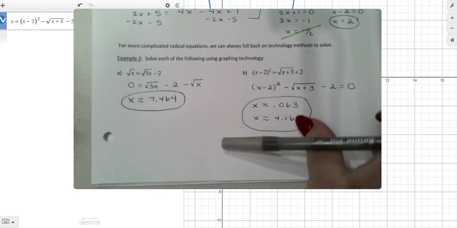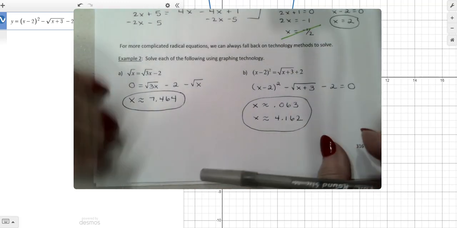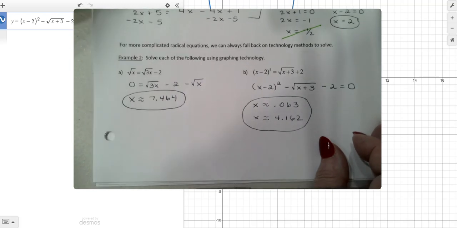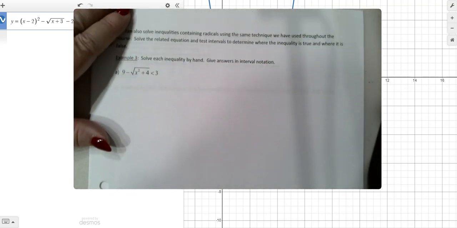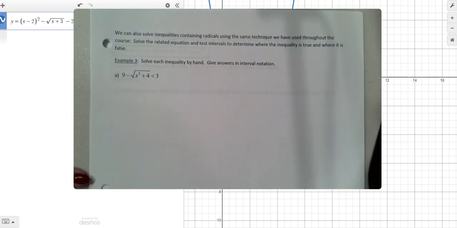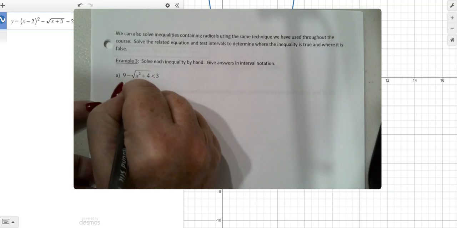All right, we're going to wrap up this section by talking about some inequalities. Once again, I don't think you're going to find any technique particularly new here. We'll solve inequalities pretty much like we've always solved inequalities in this class. We will make a related equation, which we'll solve, and then we'll use that solution or those solutions to break our number line up into intervals and test a point in each interval. So let's start with our related equation here on this first one.